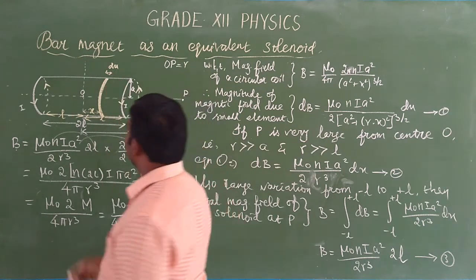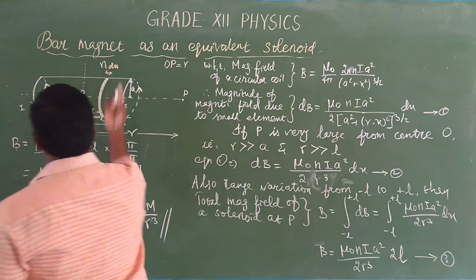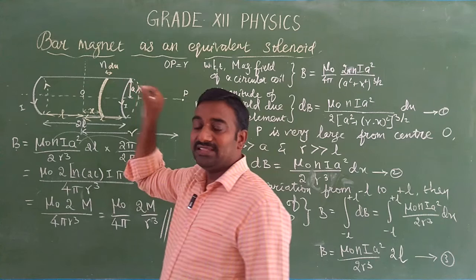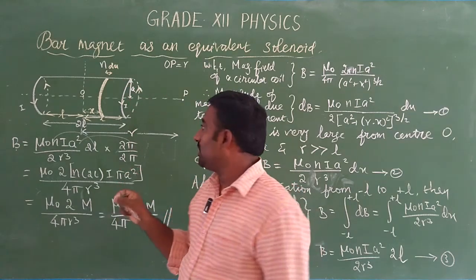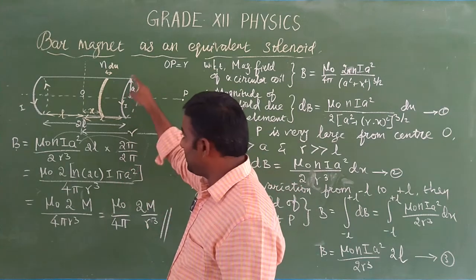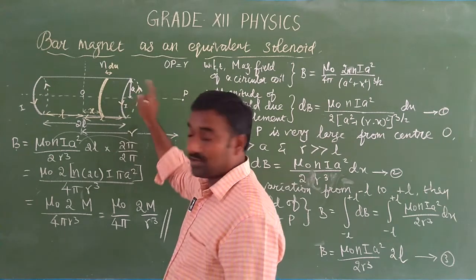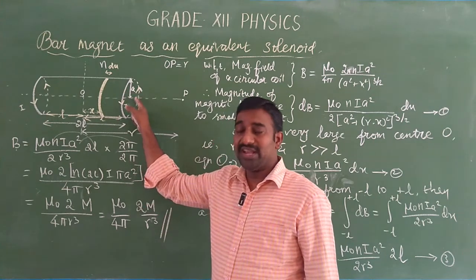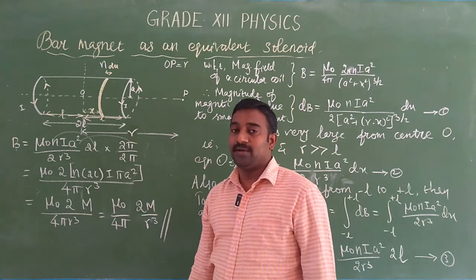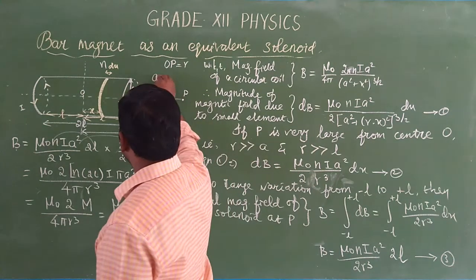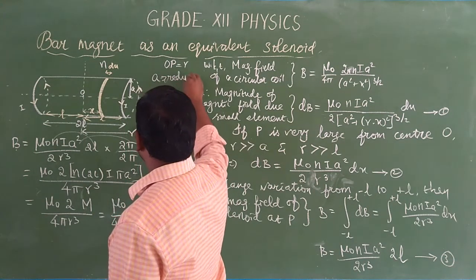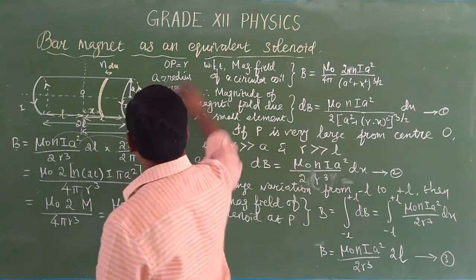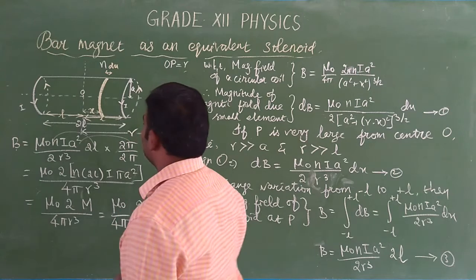So in the small segment, how many number of turns are there? We don't know. So the number of turns in the small segment is n dx. So n dx is the thickness of the small portion of the solenoid, and A is the area of this radius of the solenoid. Okay, don't get confused. Small a indicates the radius of the circular loop in the solenoid. Capital A indicates area. So to avoid confusion, small a indicates the radius and capital A indicates the area of the solenoid. Okay, so this is the radius of the solenoid.